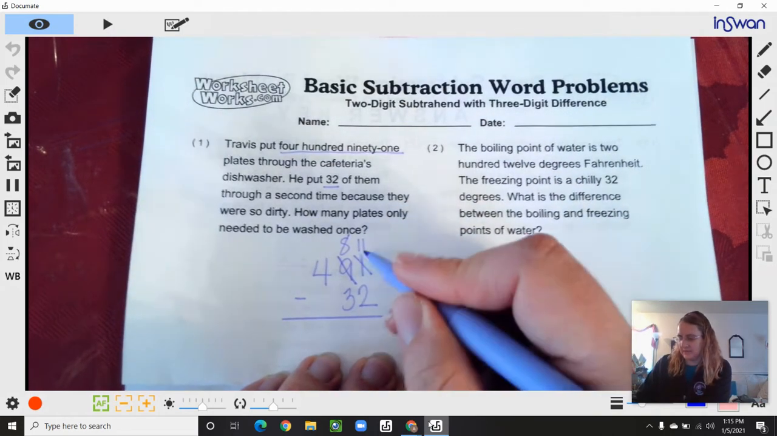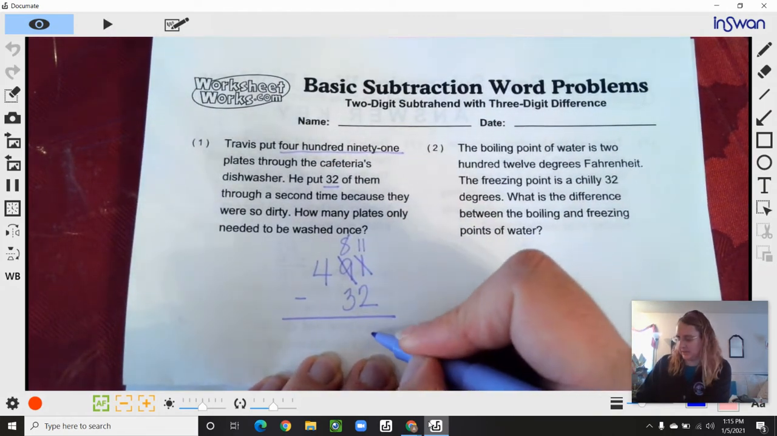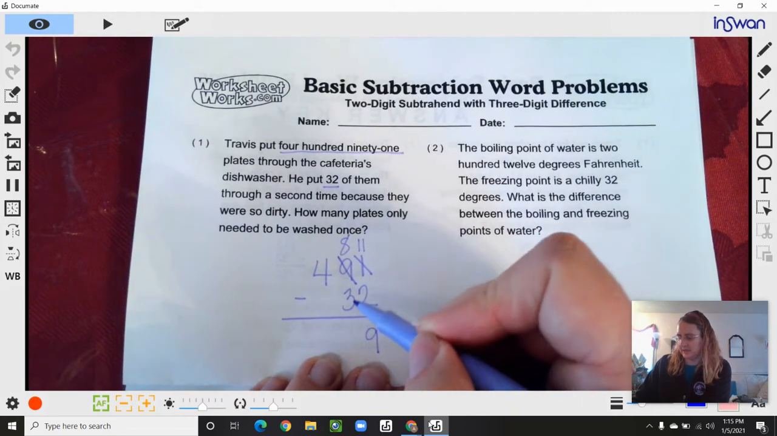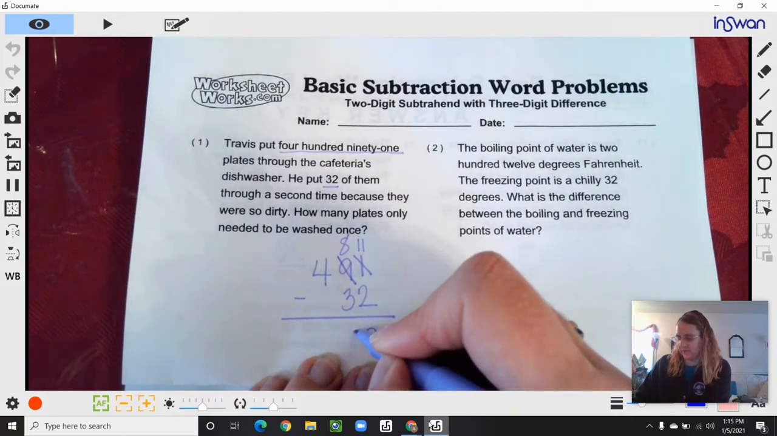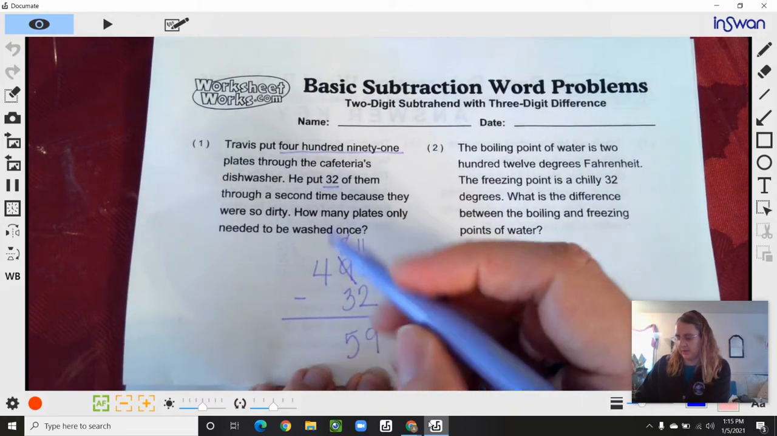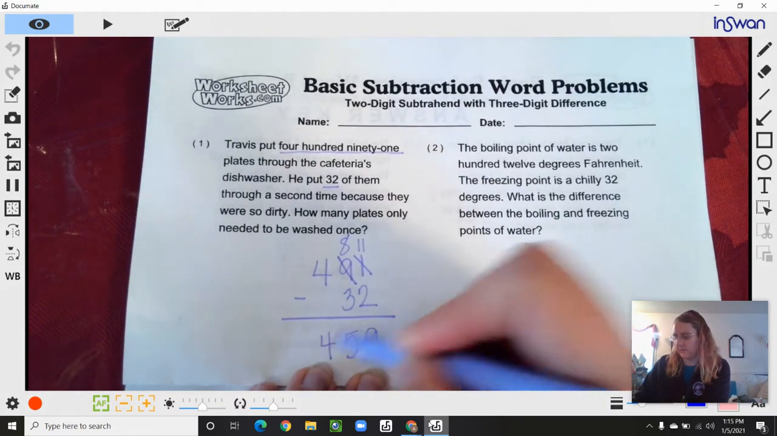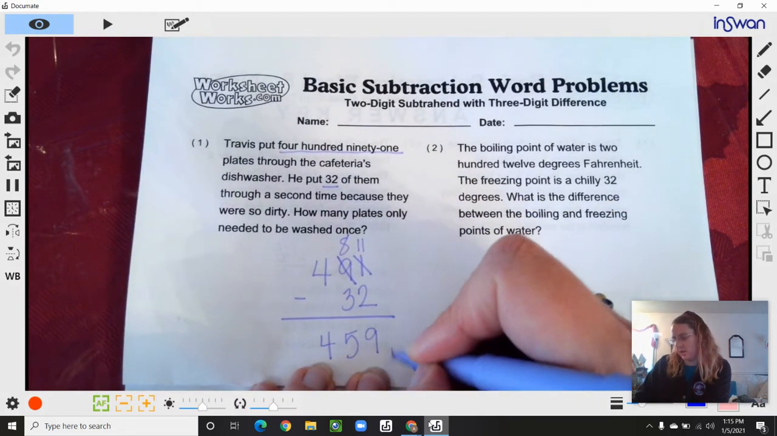So 11 take away 2 is 9. And 8 take away 3 is 5. And 4 take away nothing is 4. So 459 plates.